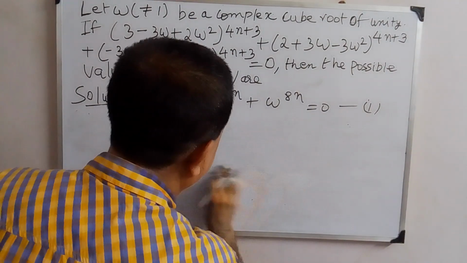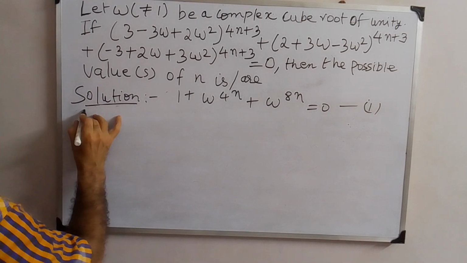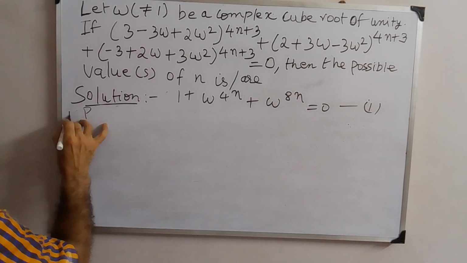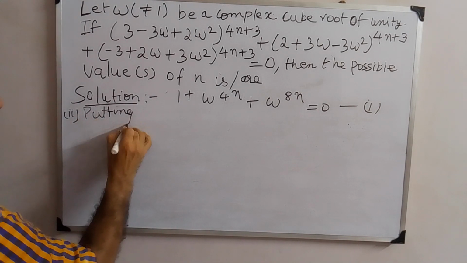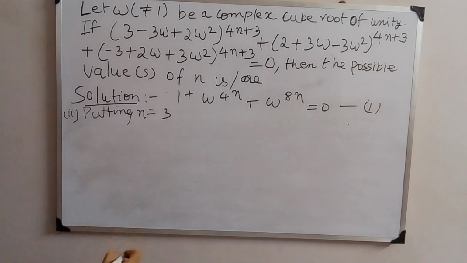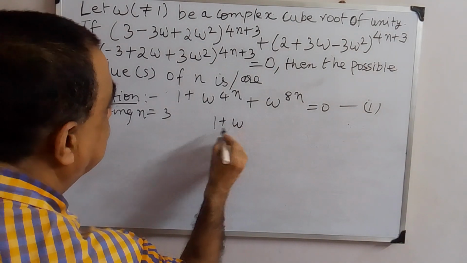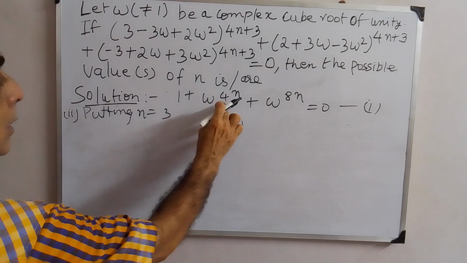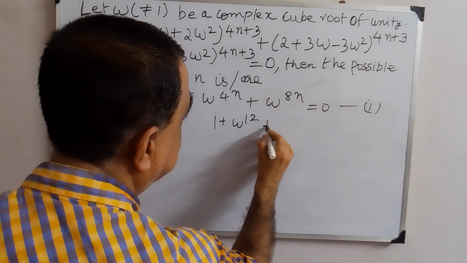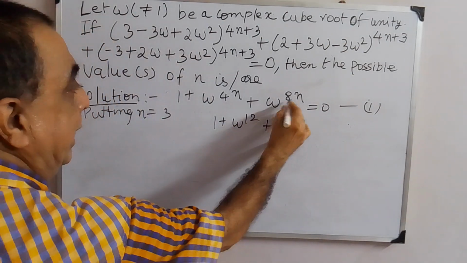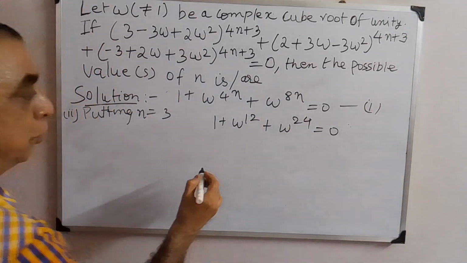Now I am putting n equals 3 here. So let us now check. Here it will be 1 plus omega to the power 3 into 4, which is 12, and here 8 into 3 will be 24, equals 0.